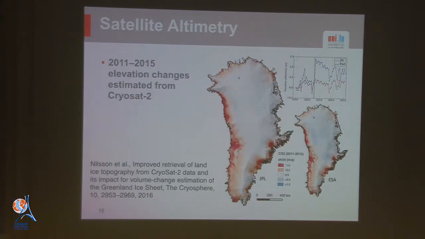And then here's another picture using CryoSat-2, which has only been flying since 2011. Again, it highlights the outlet glaciers, but it's also showing a lot more inland information than we had before.